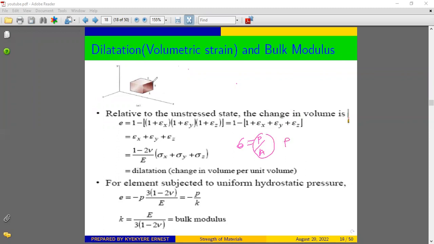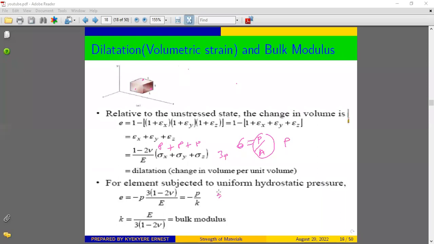So if we have uniform hydrostatic pressure at all the sides, then on the x-axis, we have P. On the y-axis, we have our pressure equal to P, and on our z-axis, the pressure will be equal to P. It means that the stress sum is P plus P plus P. So here we are going to get 3P. And with this, our formula is going to be 3P.